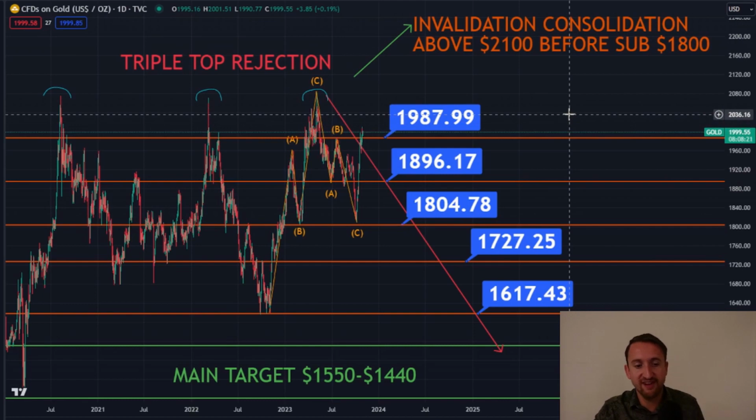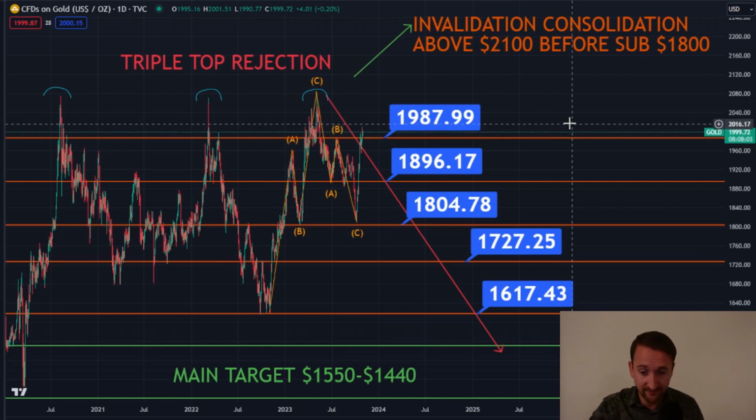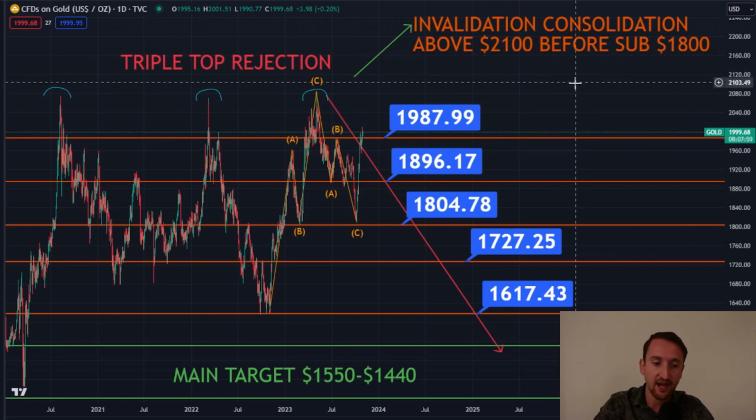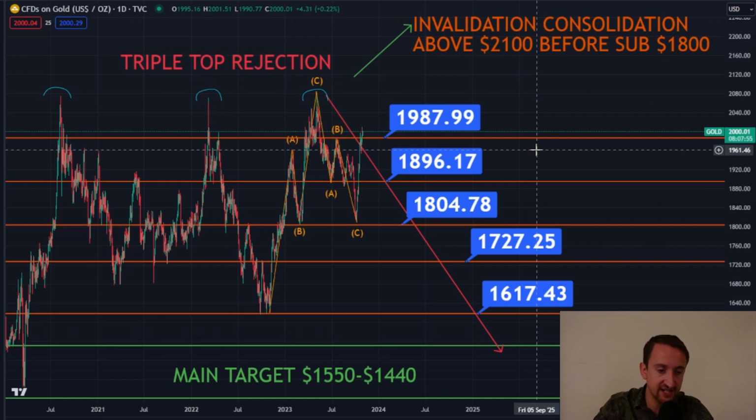Okay, gold, really interesting chart. I like looking at this one at the minute. My first expectation, I told you last update or a couple of updates ago, I was looking for a five waves move down from the triple top rejection on gold. That has been invalidated. However, the bearish scenario has not been invalidated on gold yet. So, at time of recording, we're pretty much bang on $2,000. And it's acting as a lot of psychological resistance at the moment.